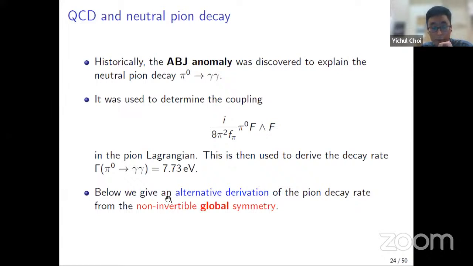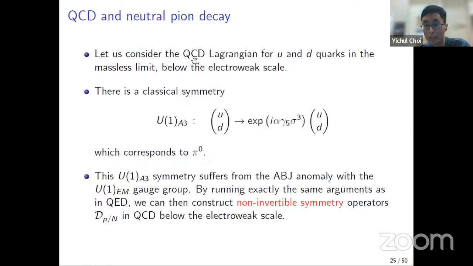And now I'm going to give you an alternative derivation of the same well-known result about this pion decay rate using the non-invertible global symmetry. So let's consider the QCD Lagrangian for up and down quarks in the massless limit. I'm going to go below the electroweak scale so that the SU(2) cross U(1) gauge group is fixed down to U(1) electromagnetism.